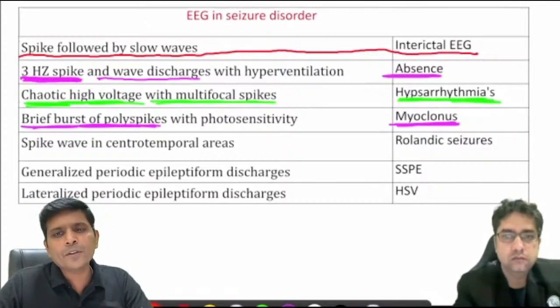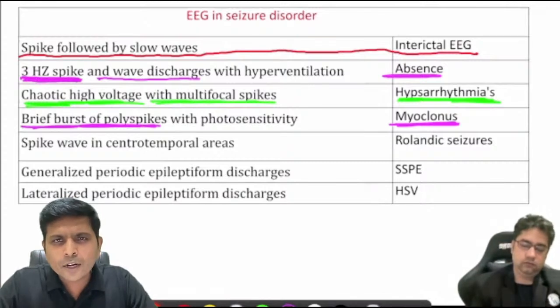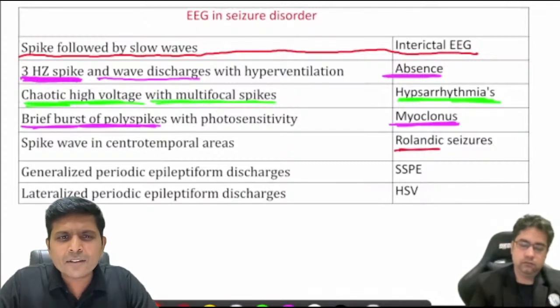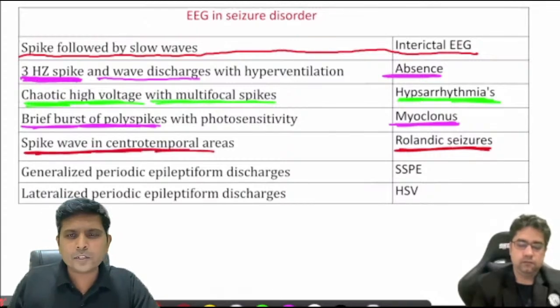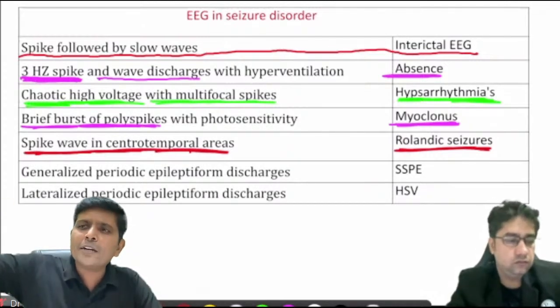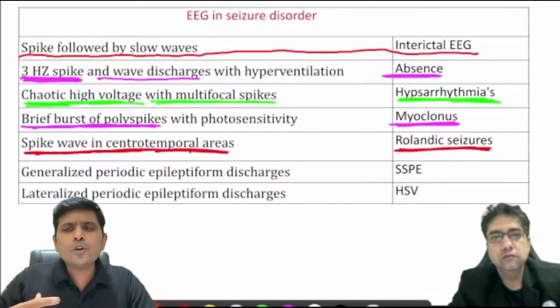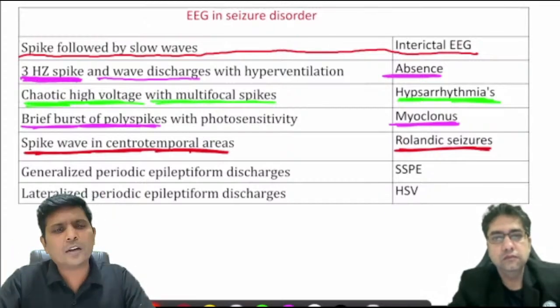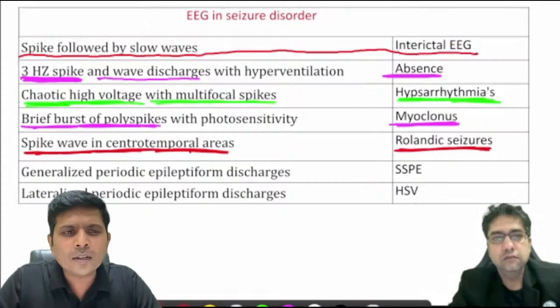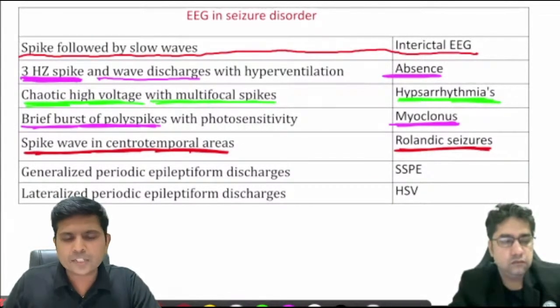And finally, what are Rolandic seizures? Here, particularly, you will have spike wave in centrotemporal areas. See, you are sitting on the beach. When you see a tsunami-like wave in one particular seashore, it is called Rolandic seizure. So what will be the manifestation of these centrotemporal area spikes? Suddenly, by about early morning, the child will wake up.